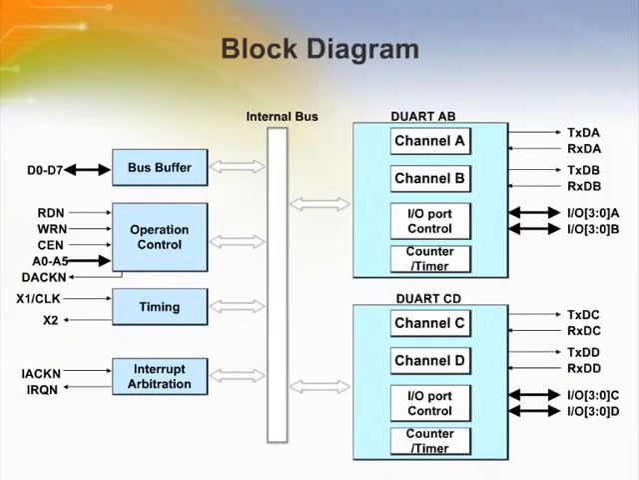As shown in the block diagram, the QUART Universal Asynchronous Receiver Transmitter consists of data bus buffer, interrupt control, operation control, timing, and 4 receiver and transmitter channels. The 4 channels are divided into 2 different blocks, each block independent of each other. Each block contains 2 sets of receiver and transmitters. In the following slides, the different functional blocks will be introduced.